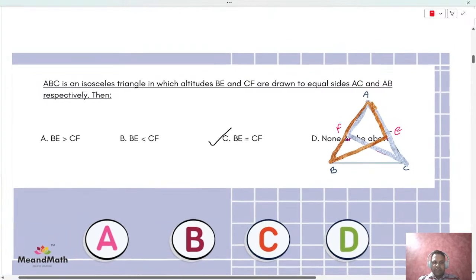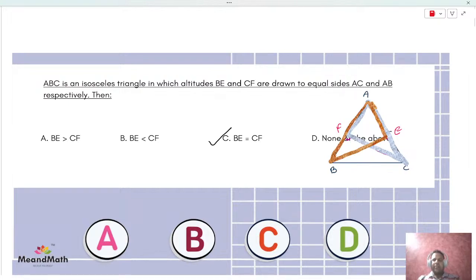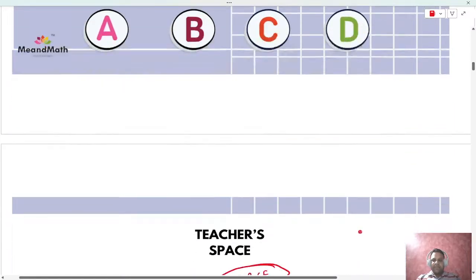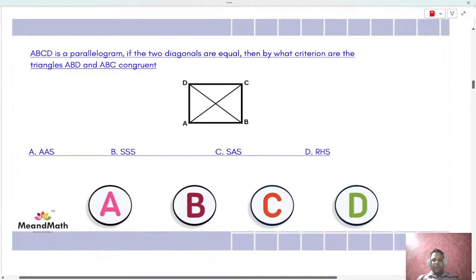Yes, I hope this question is very clear. This is a very basic question and an important question in case of criterias. Okay, now we will move to the next question. Here, the next one.